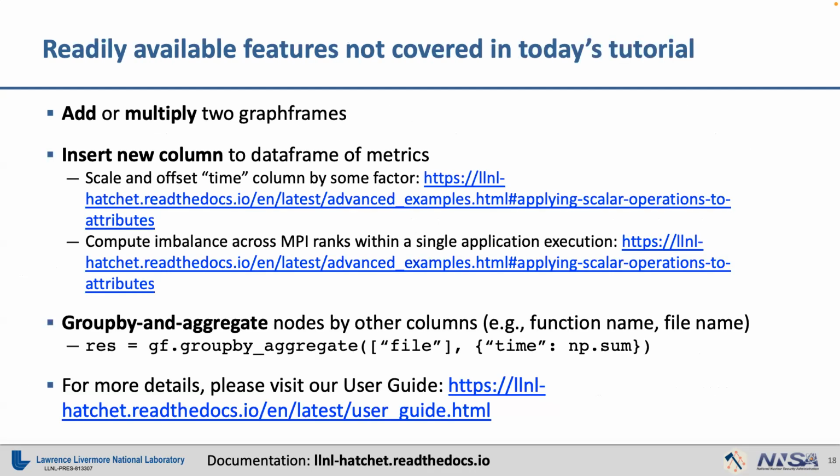Other features that we weren't able to cover in today's tutorial, there's a group by an aggregate function so that you can change how the graph and the data frame are set up. So by default, we typically are grouping by on the node, but you can group by and filter other node metrics such as the file or the function name if you want to transition from a calling context tree to a call graph. So these are other functions that you can look at and use. And then you can always, of course, reference our user guide for the wide variety of different analyses that you can do. And there's some example analyses there as well that we weren't able to get to in today's tutorial.